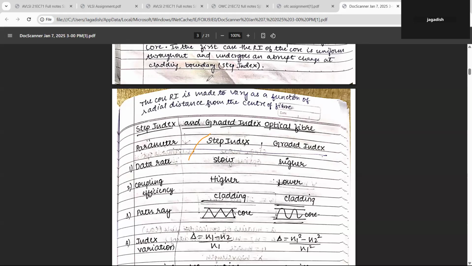For index variation, note down the formula, students. If they mention step index fiber in the question, you have to use this formula: Delta is equal to (N1 minus N2) divided by N1. All of you open your mouths. What is N1? What do we call N1? Talk, students.